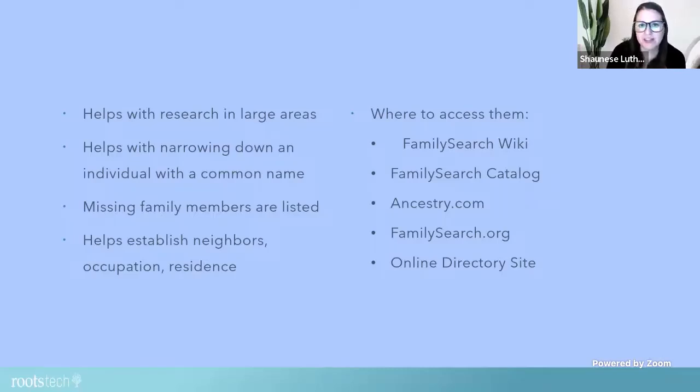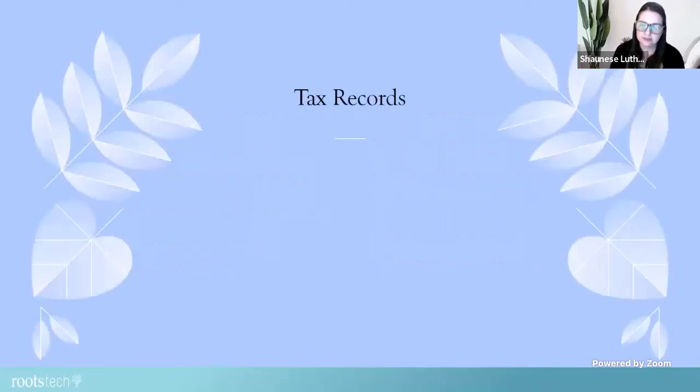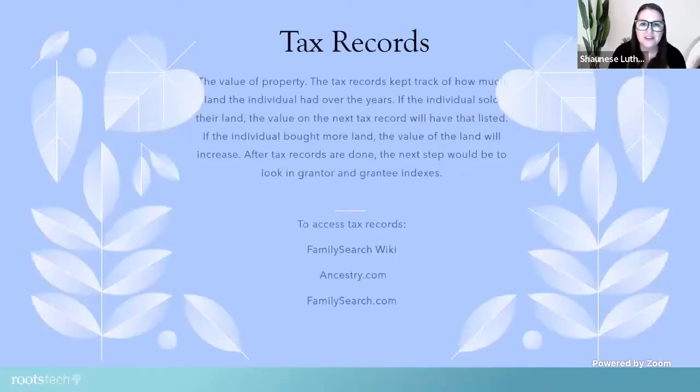After city directories, we have tax records. Now, tax records is the value of the property. They kept track of how much an individual had. So if you notice in the census records, if you look at the value of their real estate, if it goes up or down between census records, you know they either bought more land or they sold their land. Now, if you're working in pre-1850, tax records are your best friend to work in them.